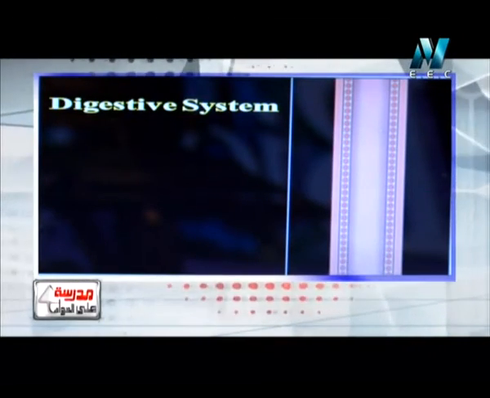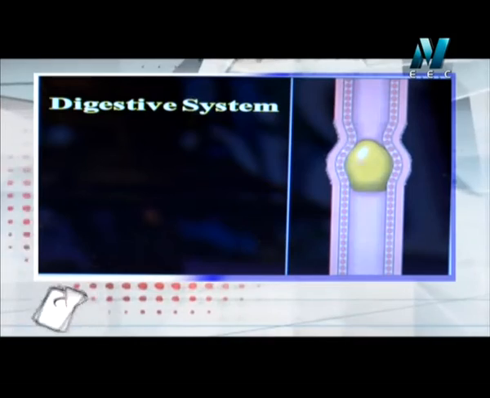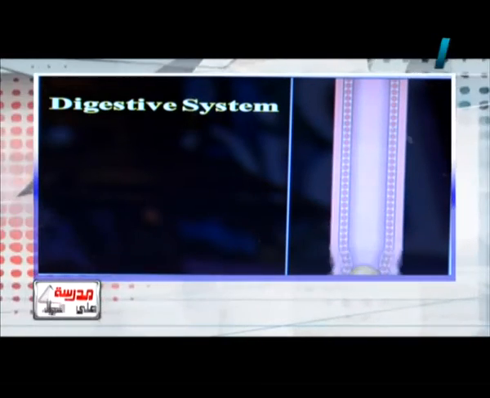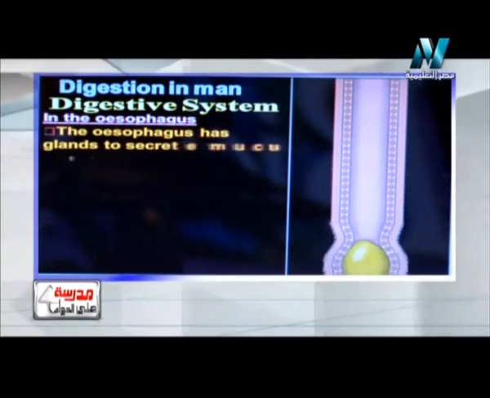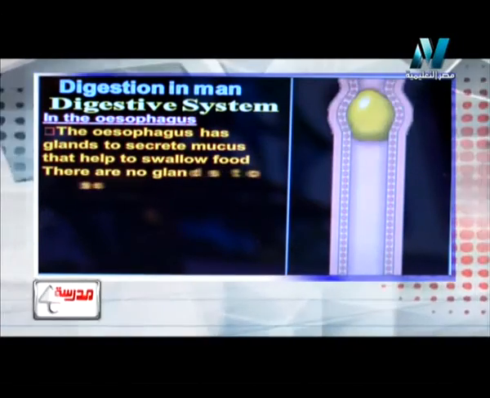الشكل اللي قدامي ده بيوريني البريستاليسيس. يعني انا عندي لو عايز فود يعدي يبقى اعمل كونتراكشن فوق ريلاكسيشن تحت. ده اللي احنا بنسميها the peristalsis process.